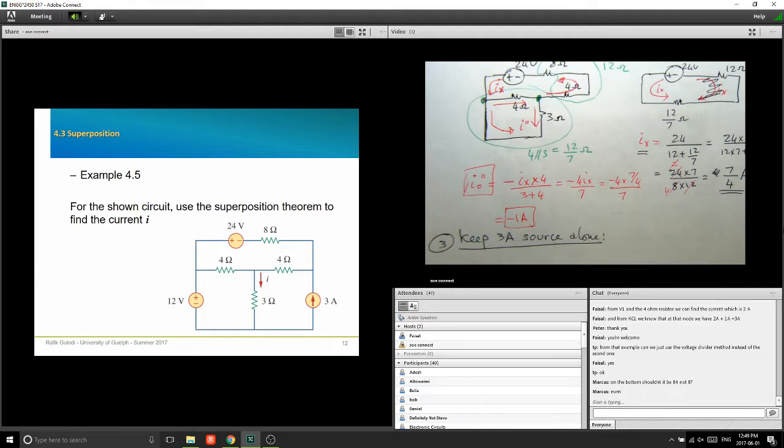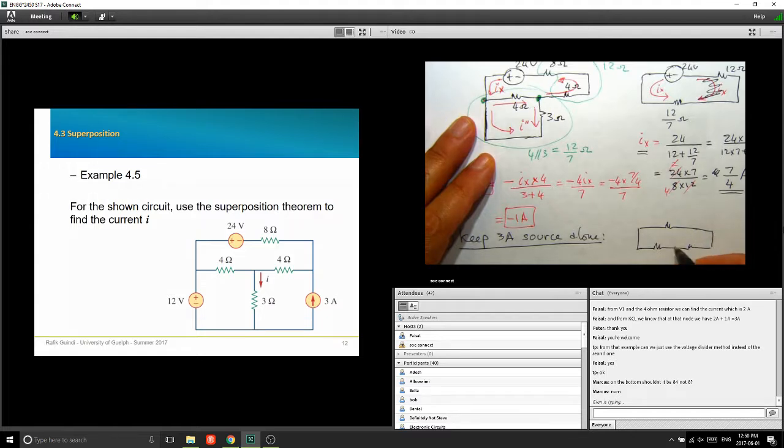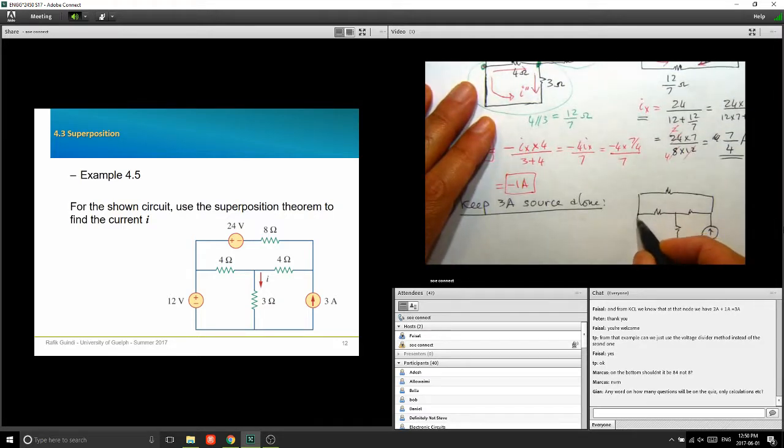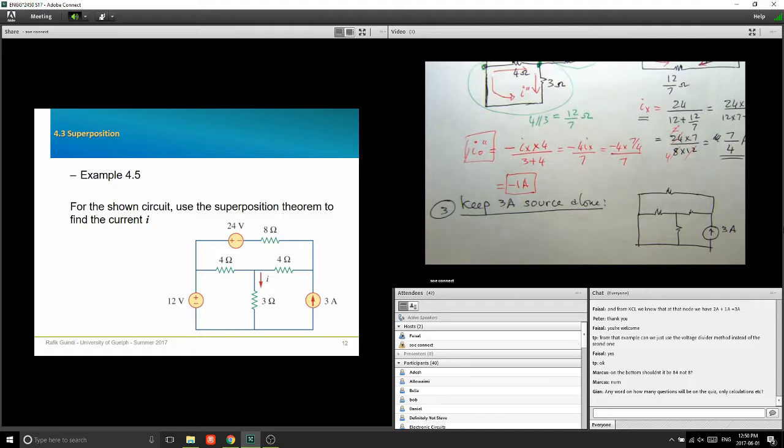So I'm just going to show you how the circuit is going to look like. I have here a short circuit, another short circuit up here, and that's how your circuit is going to look like. And this would be I naught triple prime. Okay? If you solve that, look in the textbook, they're going to give you I naught triple prime equals 1 amp.